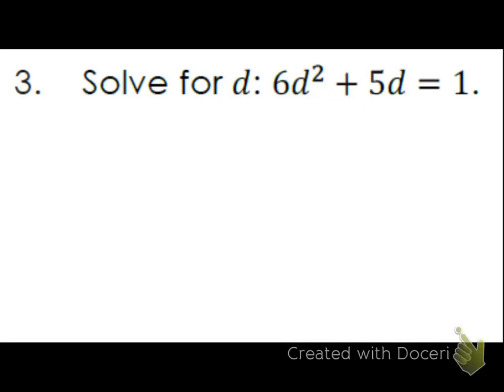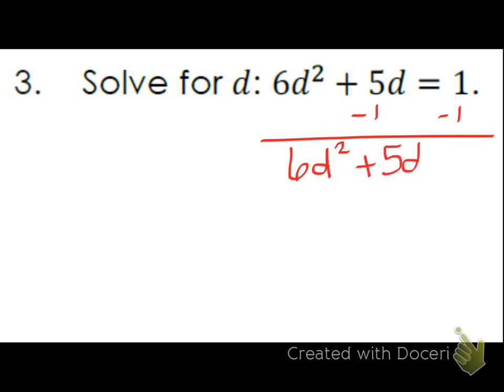The first step will be to solve for 0. So we need to get rid of this positive 1 on the right side. The opposite of positive 1 is negative 1, so we're going to subtract 1 from both sides. With subtracting 1 from both sides, we're left with 6d squared plus 5d minus 1 equals 0.